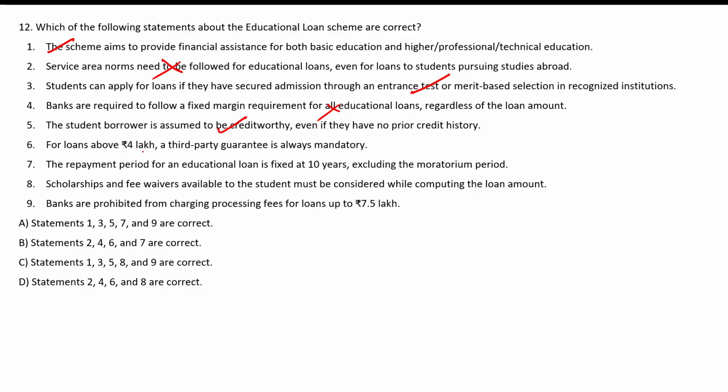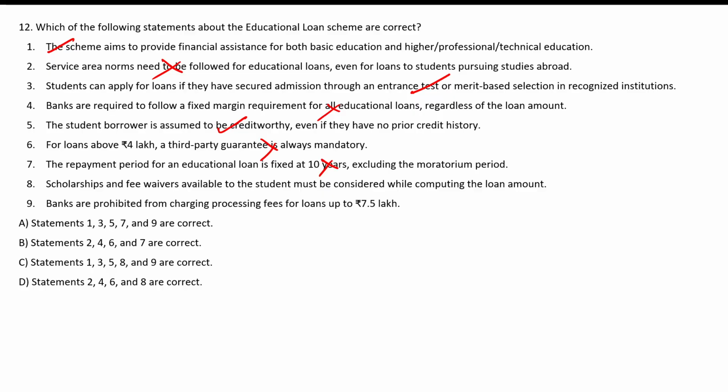For loans above 4 lakh, a third party guarantee is always mandatory. No, it is not always mandatory. It can be waived off. So this is not correct. The repayment period for an education loan is fixed at 10 years. No, it is not fixed at 10 years. It is 15 years, excluding the moratorium and course period. So this is not correct.